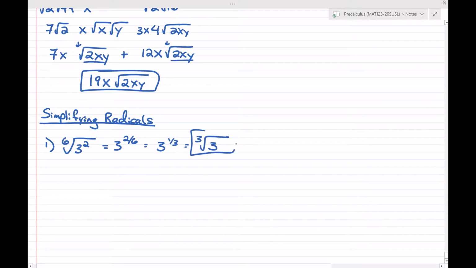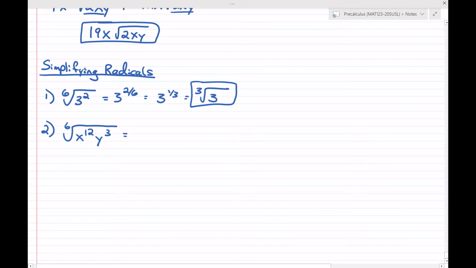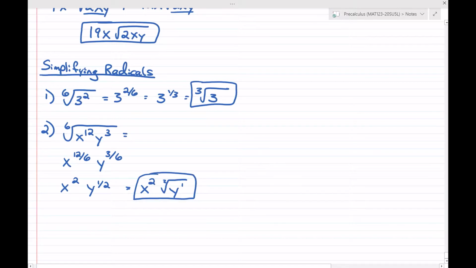So you can see that we use a lot of different properties, so it's important that you commit those to memory. What about the 6th root of x to the 12th, y to the third? Okay, well, this is really just x to the 12 over 6, and this is y to the 3 over 6, which is x to the second, y to the 1/2, or x to the second times the second root of y to the first. If you know your rules, you're fine.